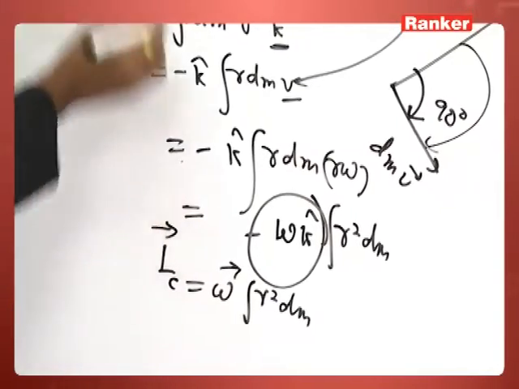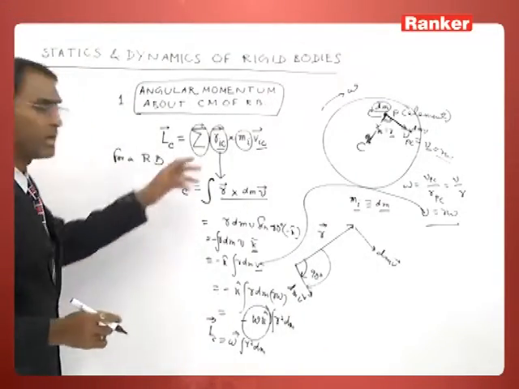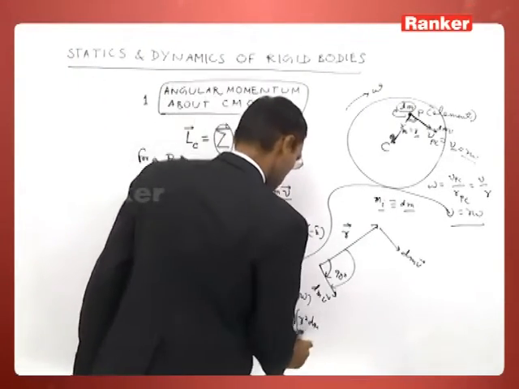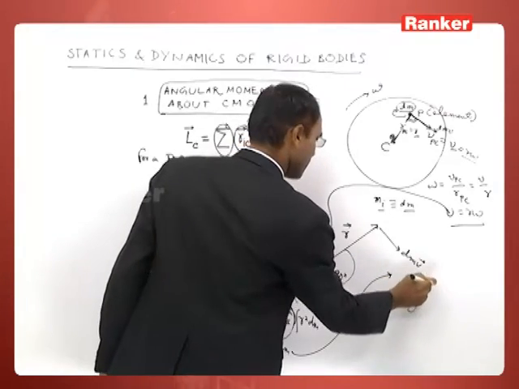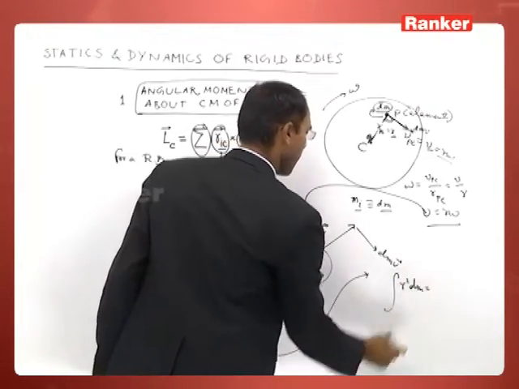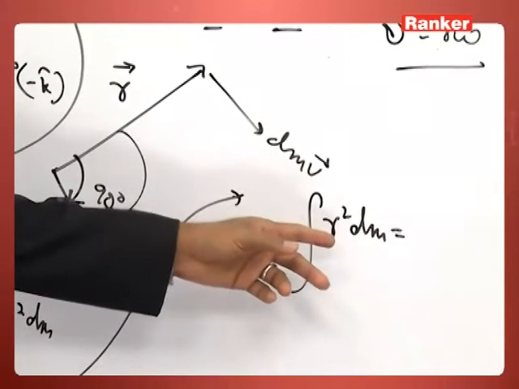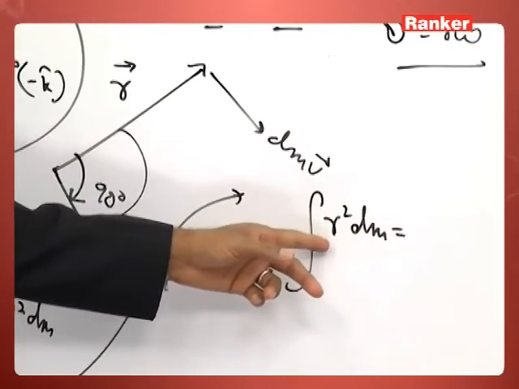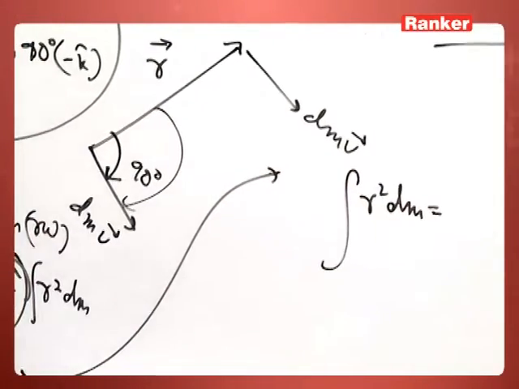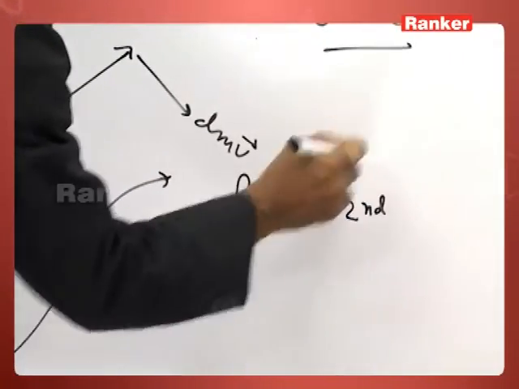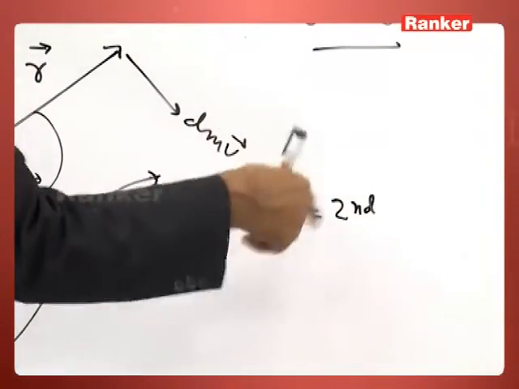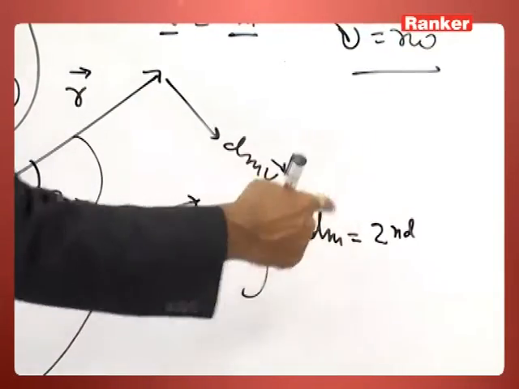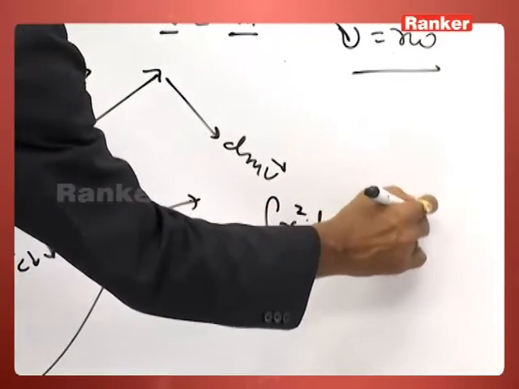This is the expression for the angular momentum of the rigid body with respect to its center of mass axis. This term, integral r square dm, is called the moment of mass. Mass is multiplied 2 times with the distance. Therefore, this is called second. 2 times it is multiplied, therefore it is called second moment of mass. If it is multiplied the first time, it is the first moment of mass. This is the second moment of mass.